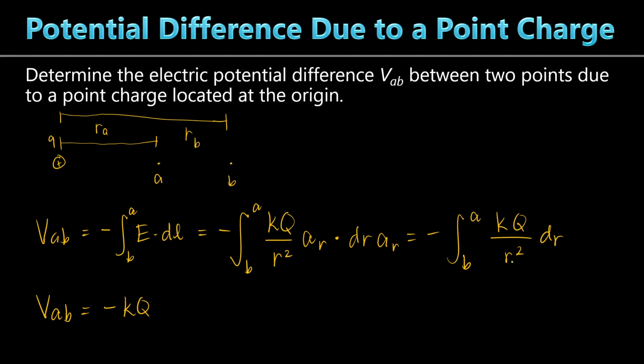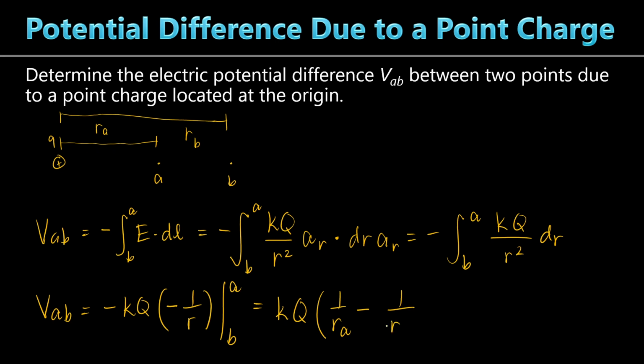Di ba pag in-integrate natin yan, magiging R to the negative 2 dr, na pag in-integrate natin, magiging equal sa 1 over R na may negative 1 na multiplier. Okay? Tapos pag in-evaluate natin yung definite integral, meron tayong lower limit from B to A. Negative times negative magiging positive, 'di ba? Dito may matitira ka na lang na KQ multiplied by upper limit. So 1 over r, that is r at point A, minus 1 over r, this time the lower limit, r at point B, which is rb.